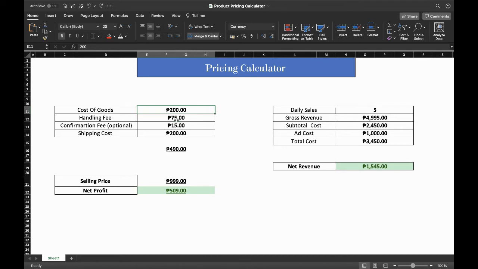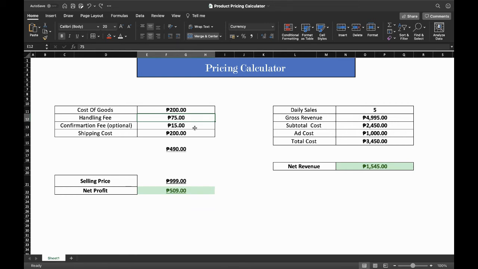We obviously understand that there are other costs associated with selling this product, right? Because we have to pack, we have to ship it over to the courier, or we have to prepare to give to our courier. That's going to cost an amount of 75 pesos per order. So we have to take that into account, right?